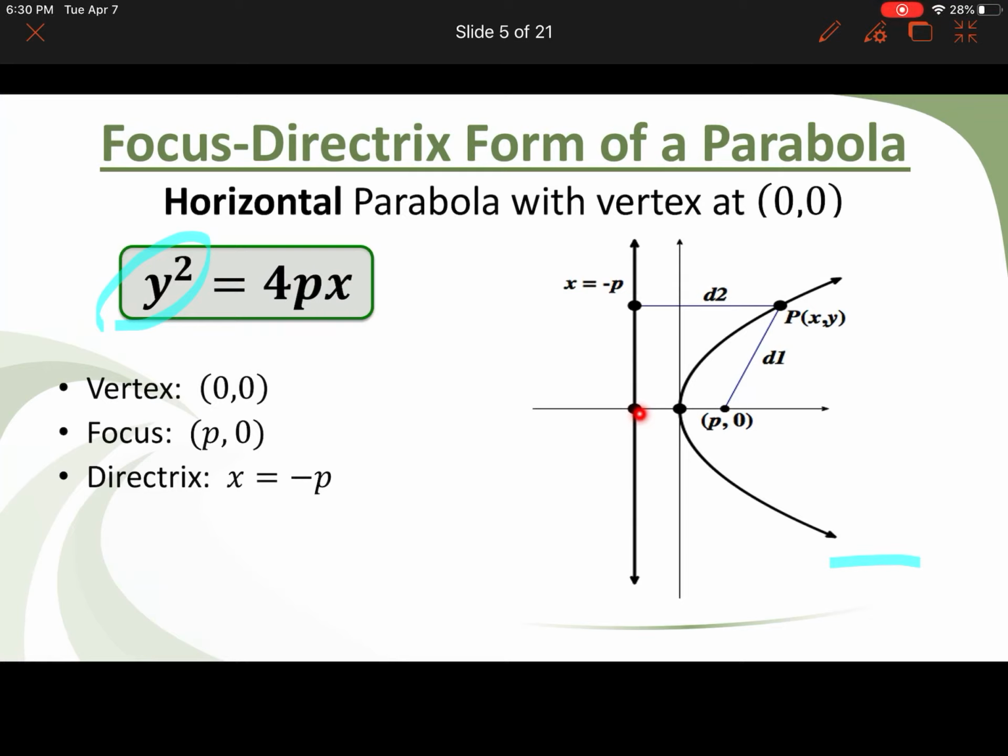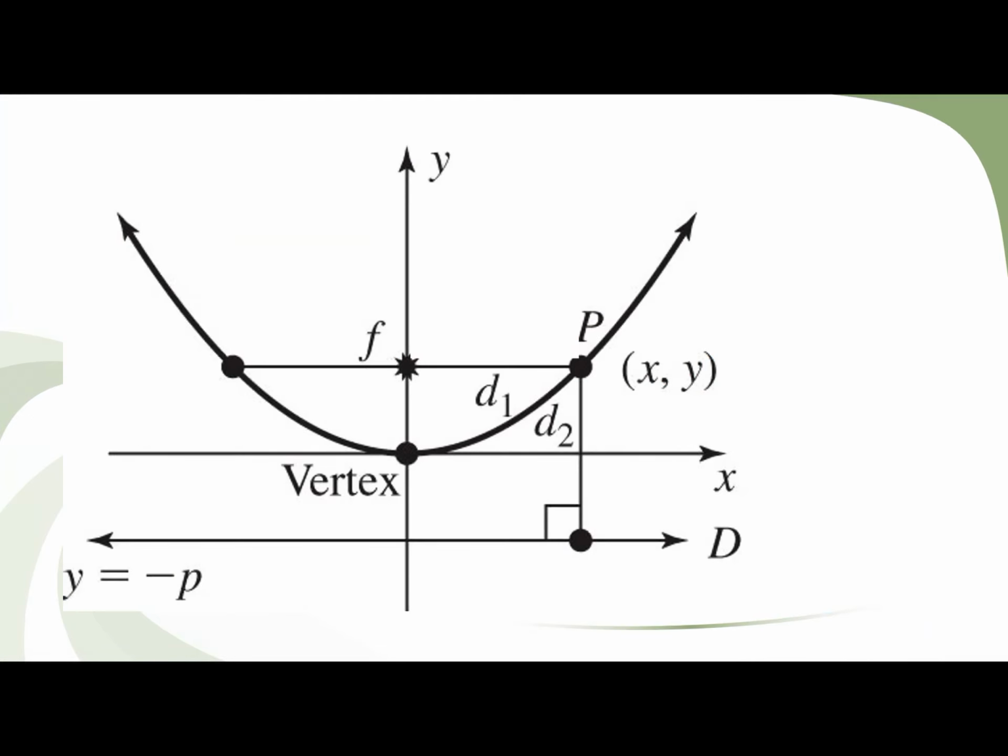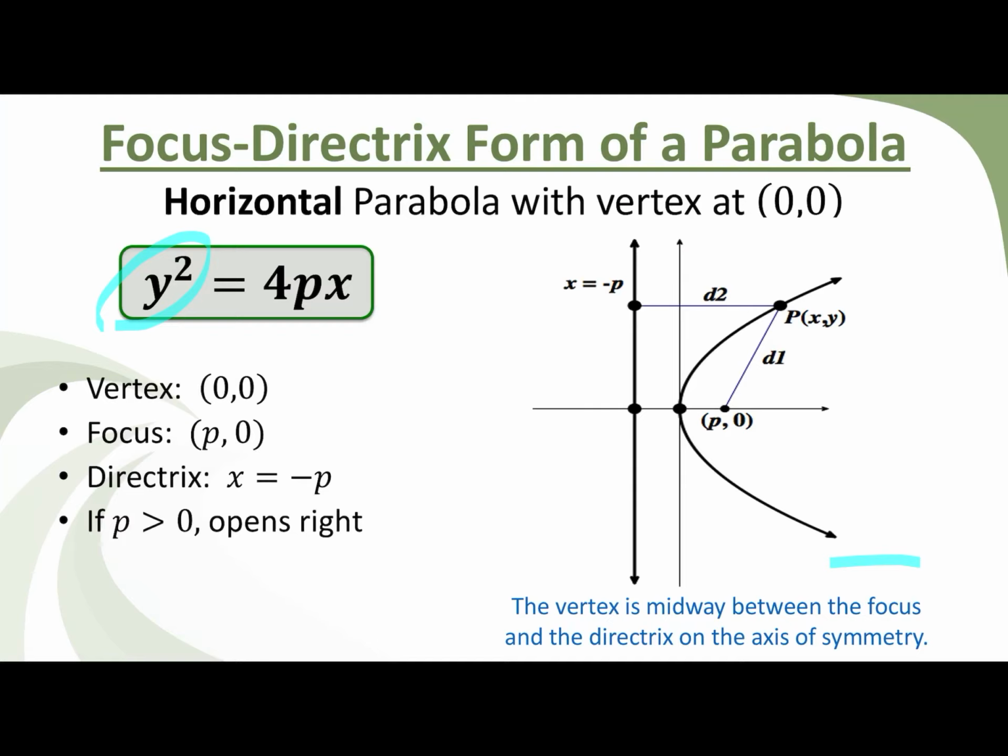And it's x equals something. It's x equals that negative p, or opposite of p, because if p is a negative number, then this whole picture would be switched around. So here, let's go back here. If p is greater than 0, it opens to the right. If p is less than 0, it opens to the left. And we would know because there would be a plus or a minus here.